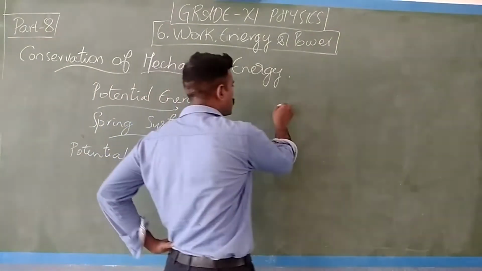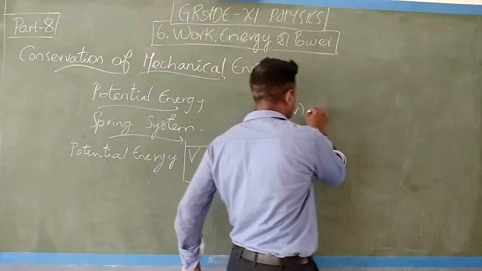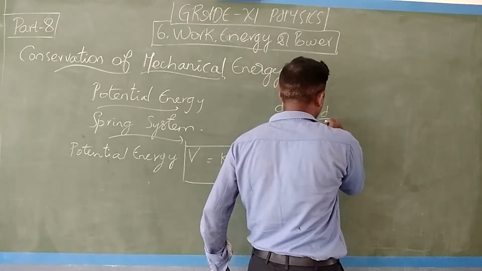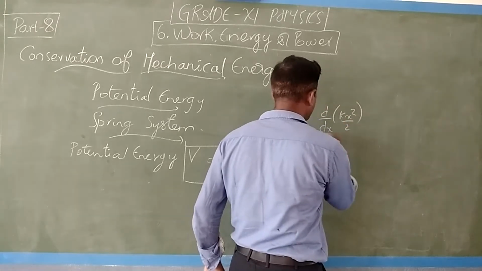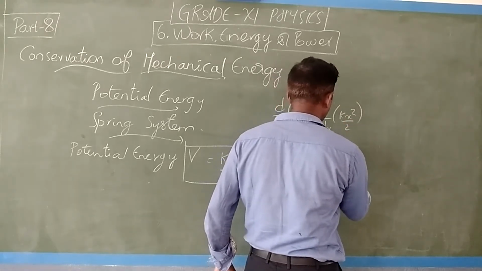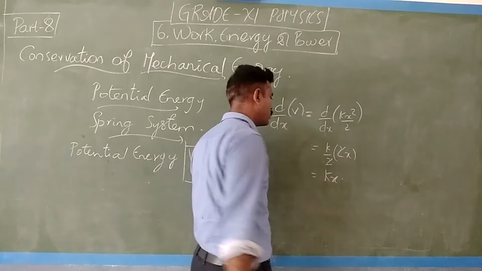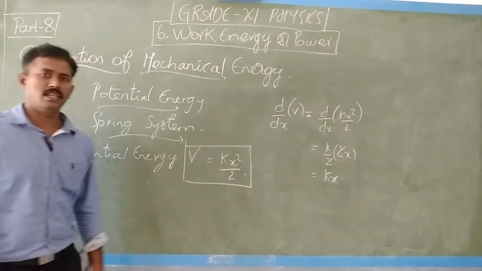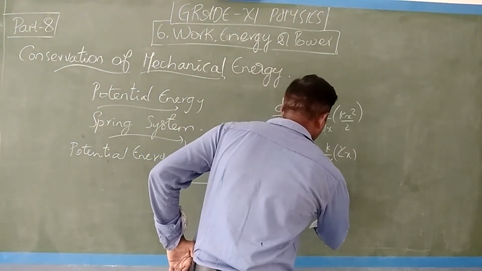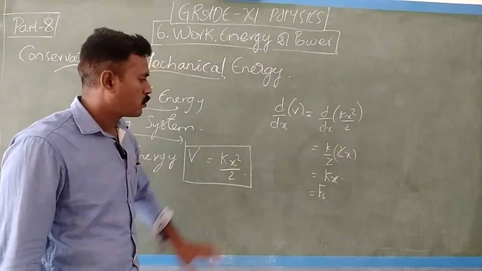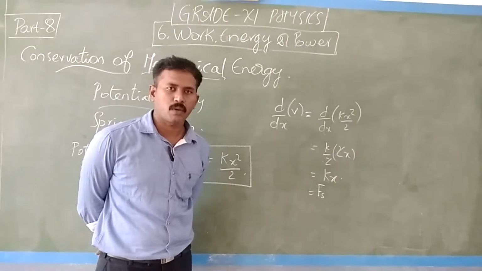When I differentiate this with respect to x, d by dx of V, what do I get? That is d by dx of kx square by 2, so that is k by 2 into 2x, which gives kx. The kx is what we previously discussed, kx is equal to the spring force. So it is well defined that the force is equal to the derivative of the potential energy.